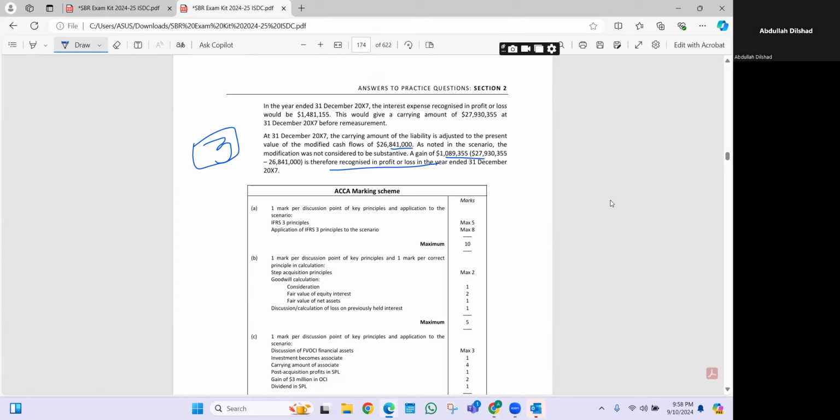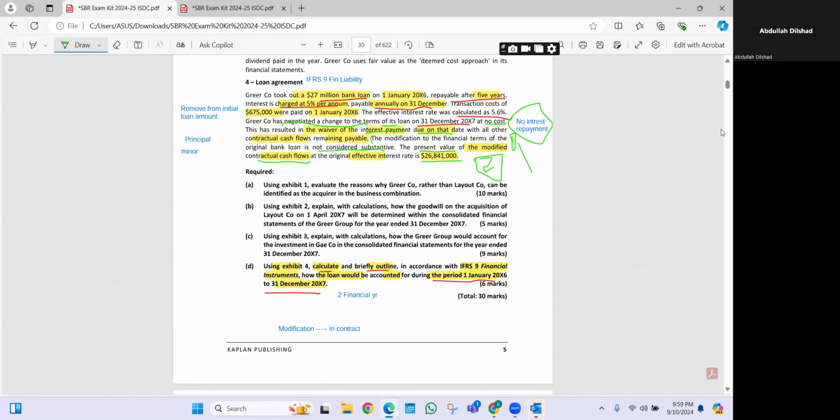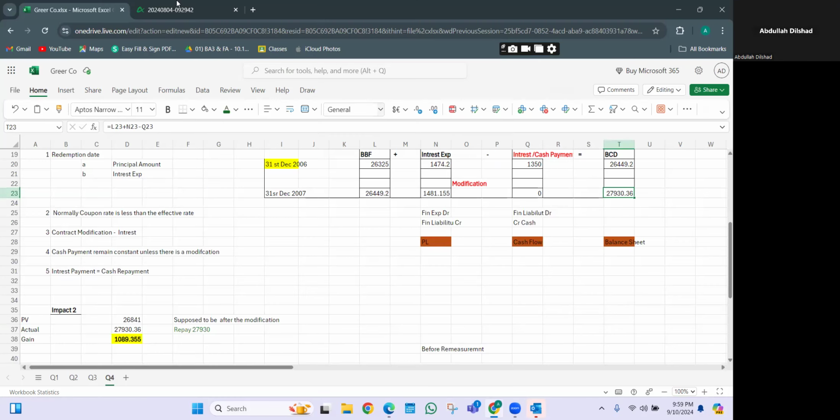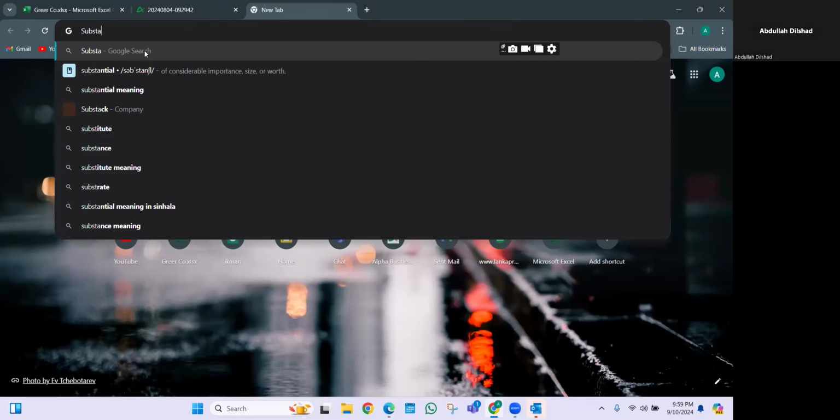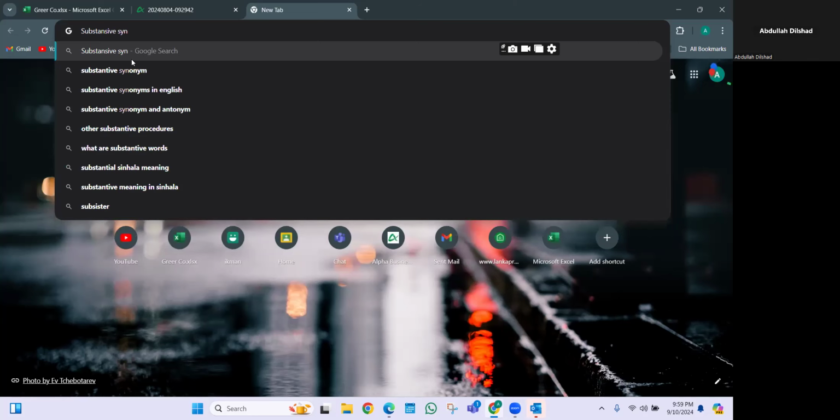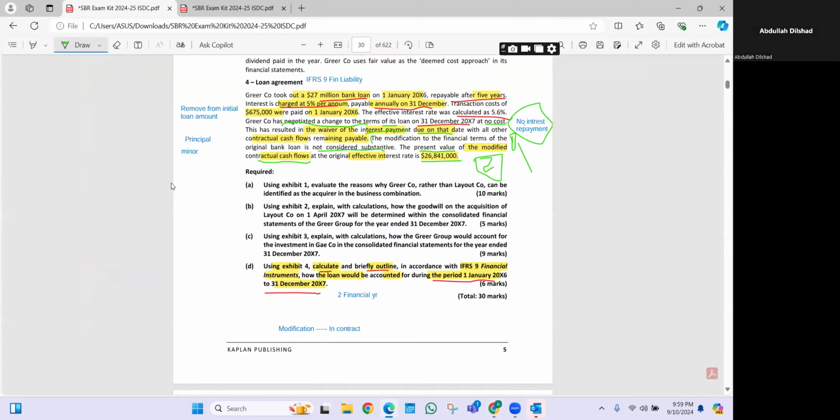Okay. Another point that I would like to show you all, right? This is a final point that you all need to know. I told you all there is a word called substantive. Substantive, here it is. Substantive synonyms could be... okay, leave that. I told you all there is a substantive part.